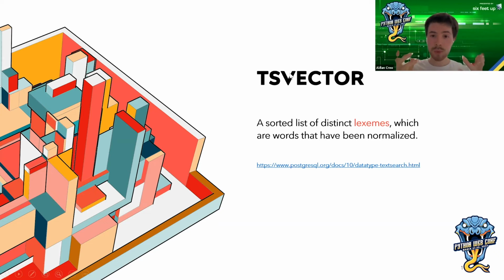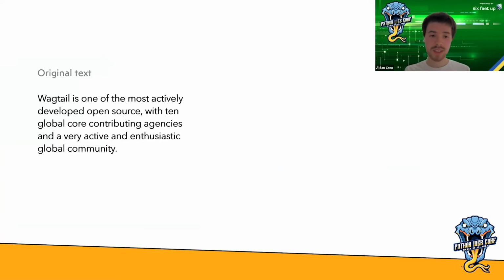So what is the key concept in the full text search for Postgres? Well, this is the TS vector. The TS vector is what's called a list of lexemes, which are just words that have been normalized. And this means that we take the root of the word. So let's exemplify it. We have a text here about Wagtail. Okay, this is an example text, and we are going to take the TS vector of this text.